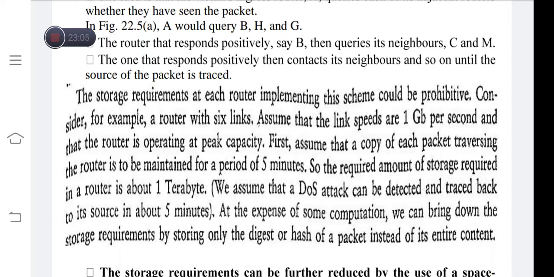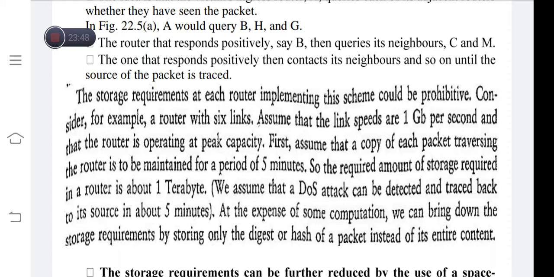The storage requirements at each router implementing this scheme could be prohibitive. Let us consider a router with 6 links. A single router can be connected with 6 other neighbors. Assume that the link speed is 1 GB per second, and that the router is operating at peak capacity. It is assumed that a copy of each packet traversing the router is to be maintained for a period of 5 minutes. The amount of storage required in a router is about 1 terabyte.